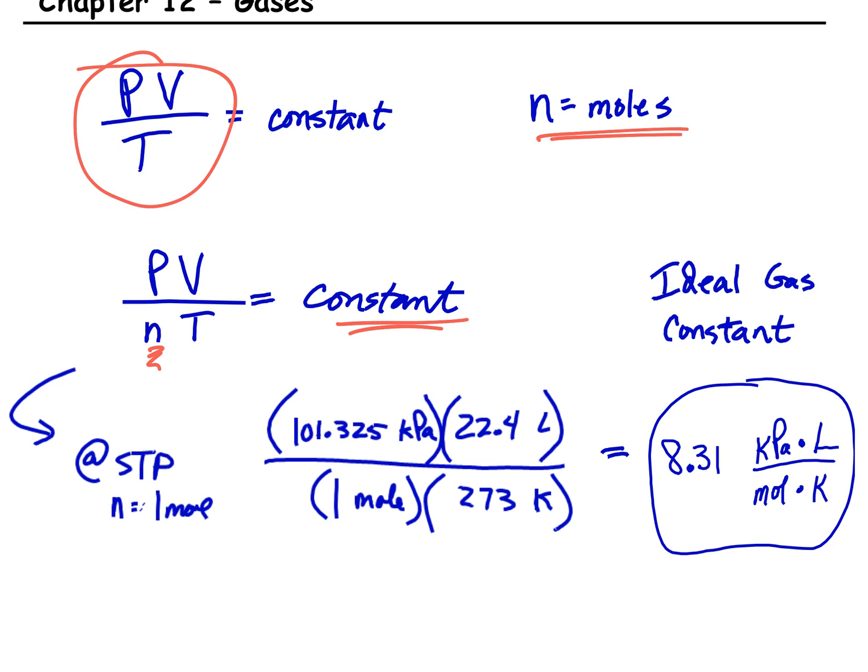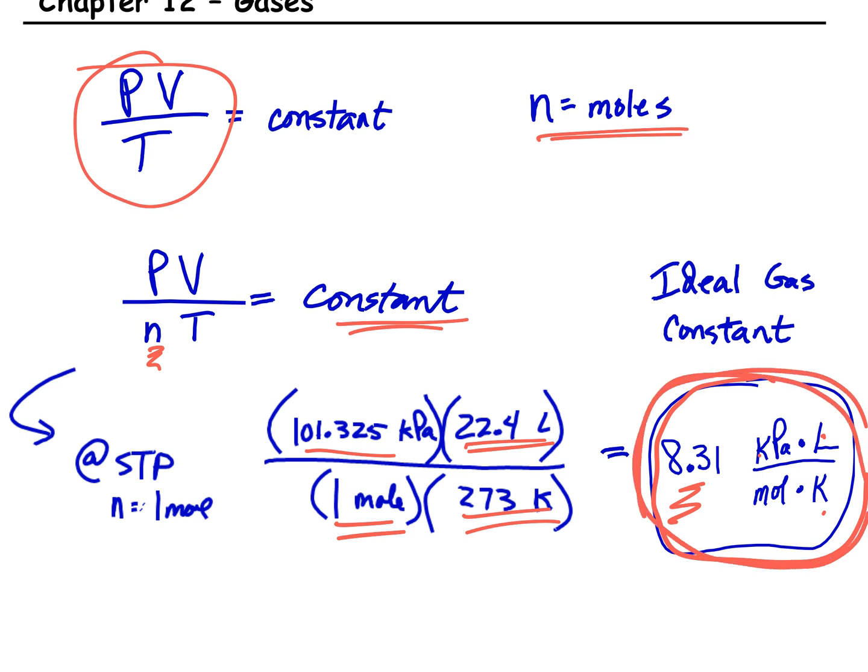If the pressure, volume, and temperature conditions were STP, then the volume would be 22.4 liters for 1 mole, and the pressure 101.3 kPa and 273 Kelvin. Multiplying these all together, we end up with this, and it has the units of kPa times liters divided by moles divided by Kelvin. This constant is known as the ideal gas constant, and it's quite useful for us to do calculations.